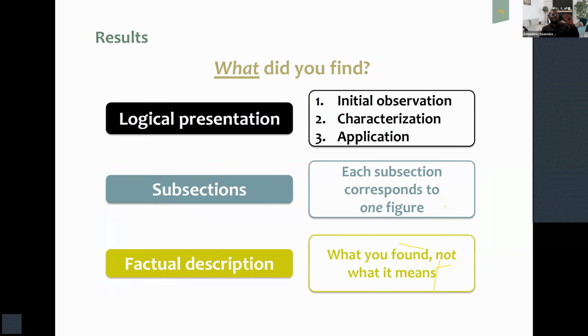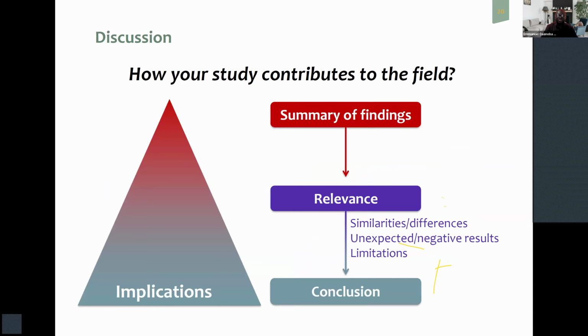Then, another thing, there should be subsections. I already said it. Each subsection corresponds to one figure. Or you can have multiple figures, but each figure should fall under a paragraph where you have said something. Don't lump everything in one paragraph and then just put plenty of figures after. So you should put it in a very nice way. Then factual description, what you found, not what it means.